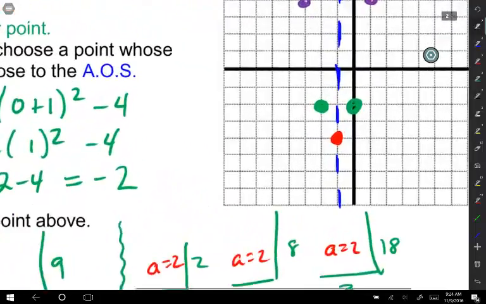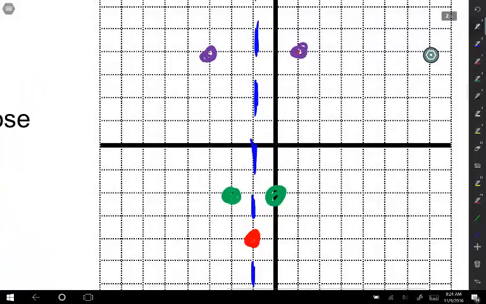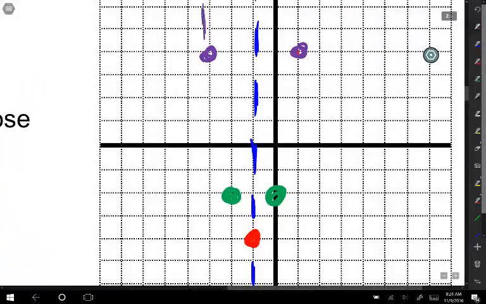All right, so spread yourself out. Go ahead and sketch this as best as you can. Here we go. Try to make a curve at the bottom.